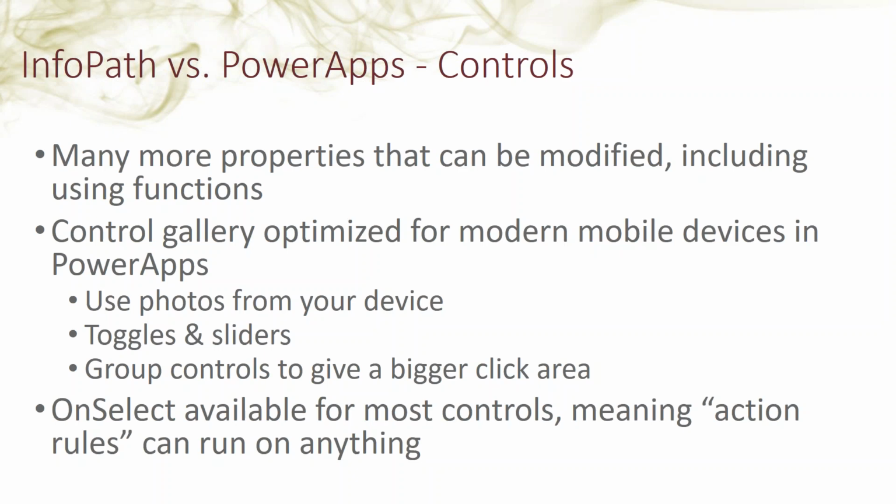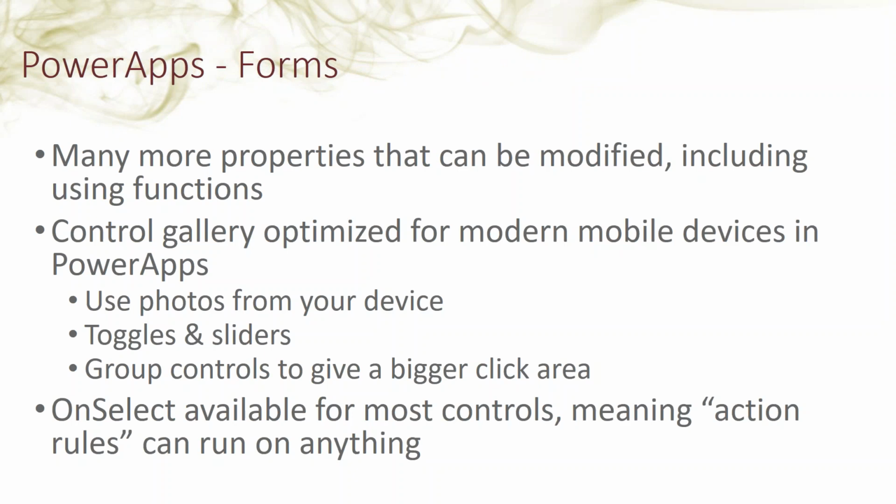And then there's on select available for most controls. So on select is your action rule. In InfoPath we have action rules and they do something. And in PowerApps, it's on select, and just about everything has on select available. So that means when the user touches stuff, you can do stuff. Isn't that a nice simplification? I've found that really refreshing, that I can put an on select on a label. Maybe I want it so when the user pushes on this label, it changes screens or it populates another value or any of those things. Those can all be run from just about any control.